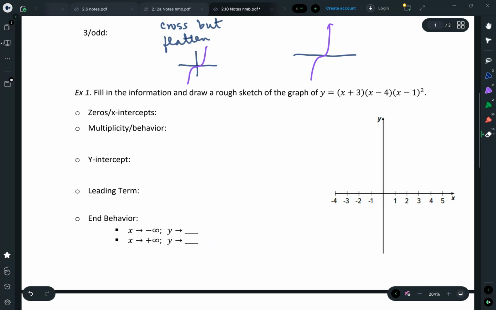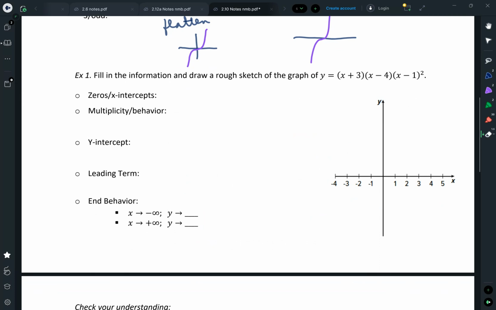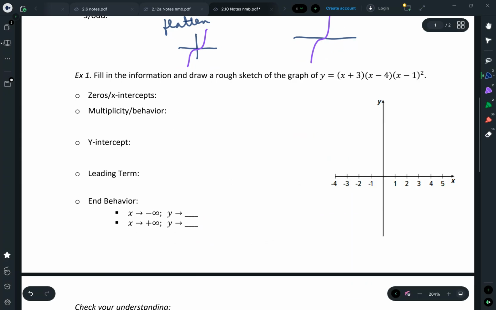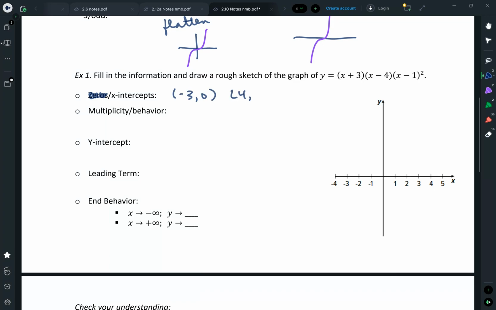All right, so we're going to fill in some information here and we're going to go ahead and do some graphing. When I'm looking at my x-intercepts, I want to think in terms of x-intercepts because I'm looking at a graph. Remember, we're changing our sign at -3, 0. We've got one at 4, 0. We've got one at 1, 0.